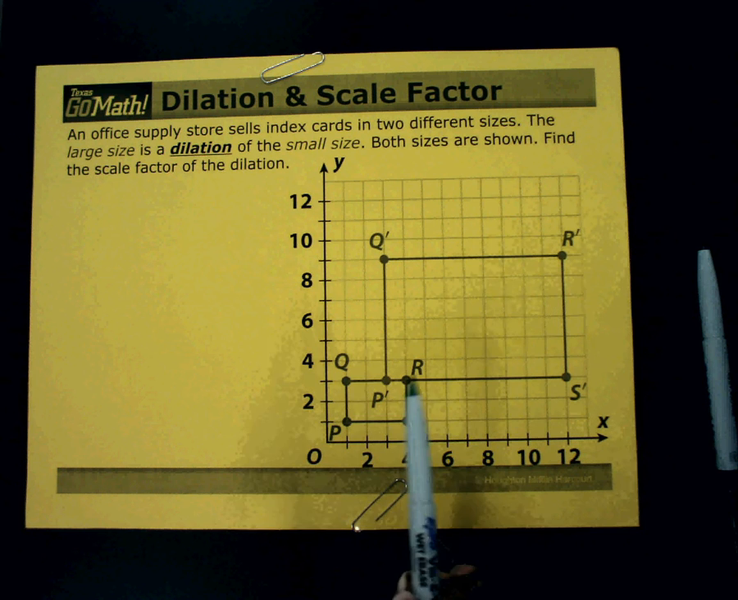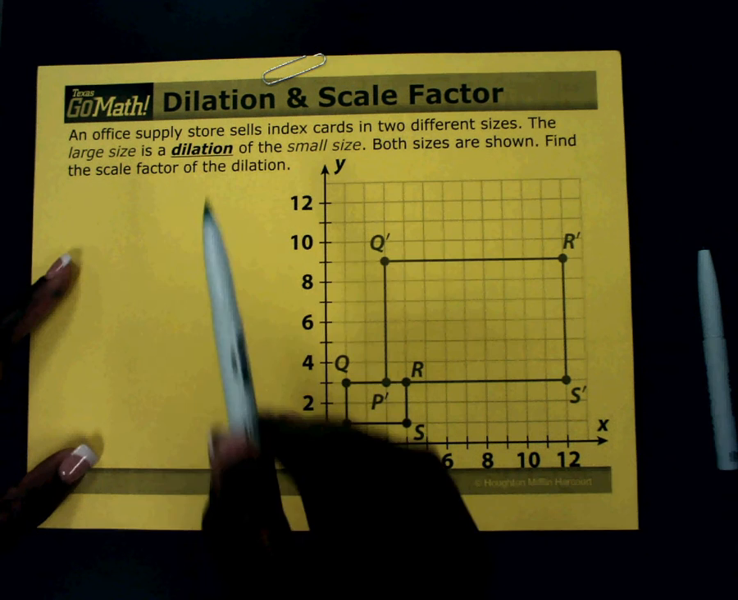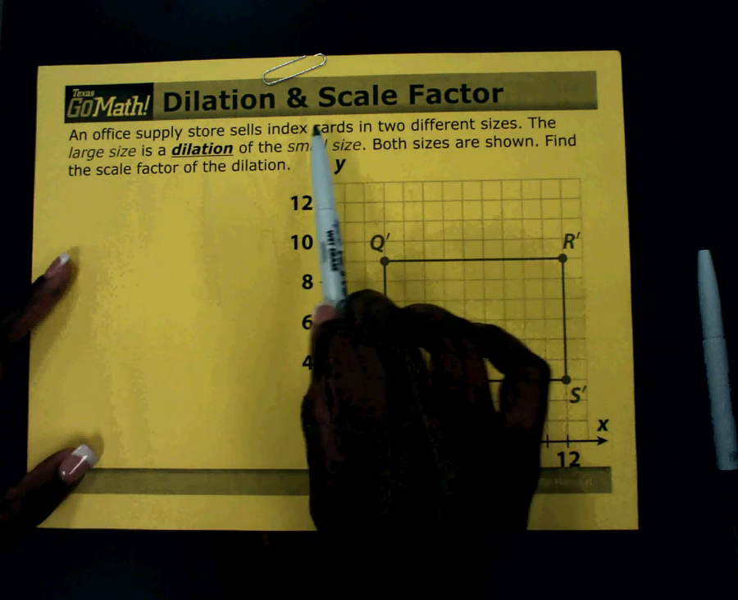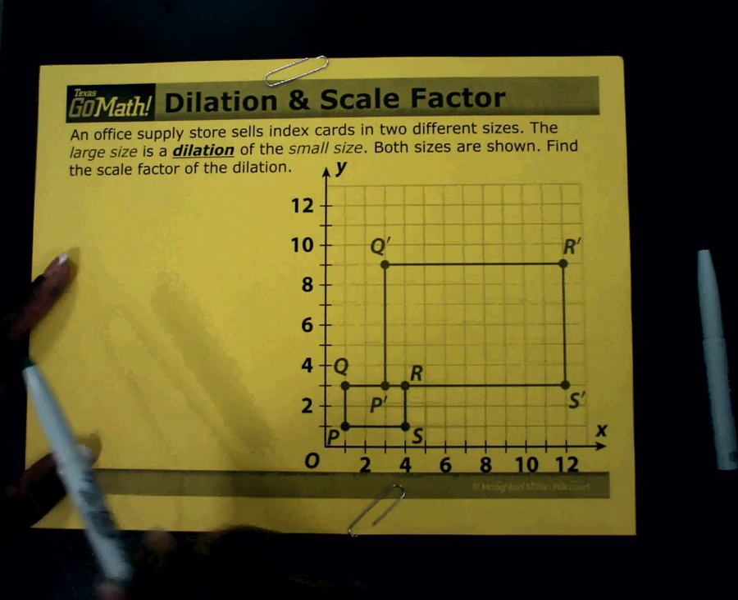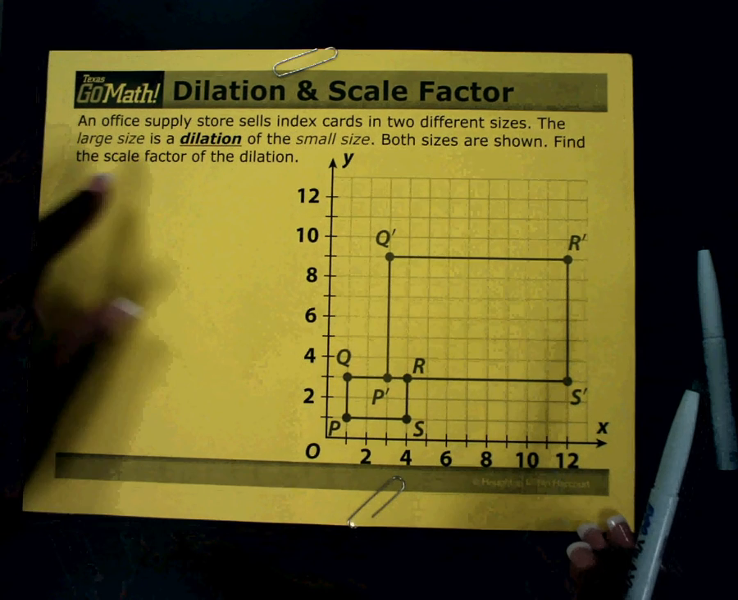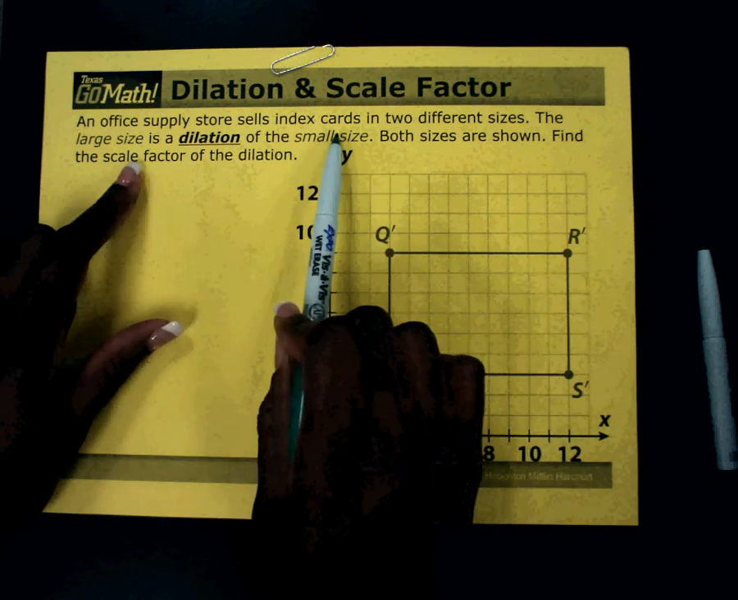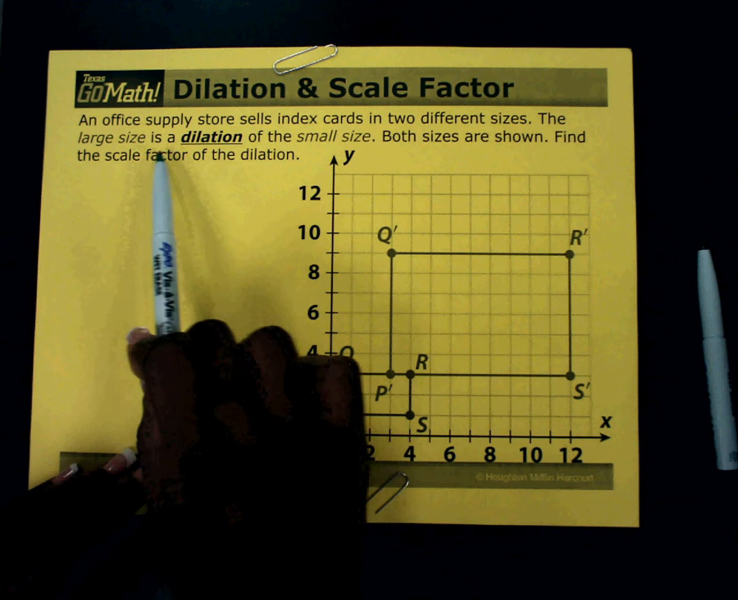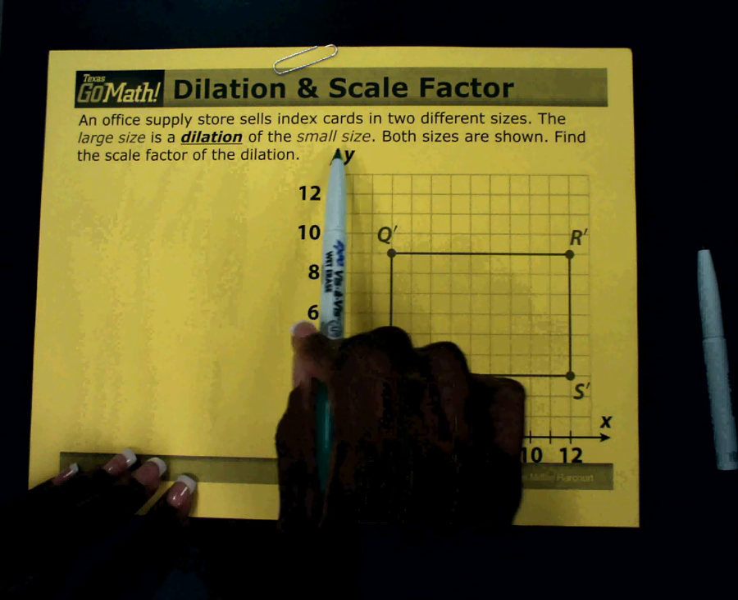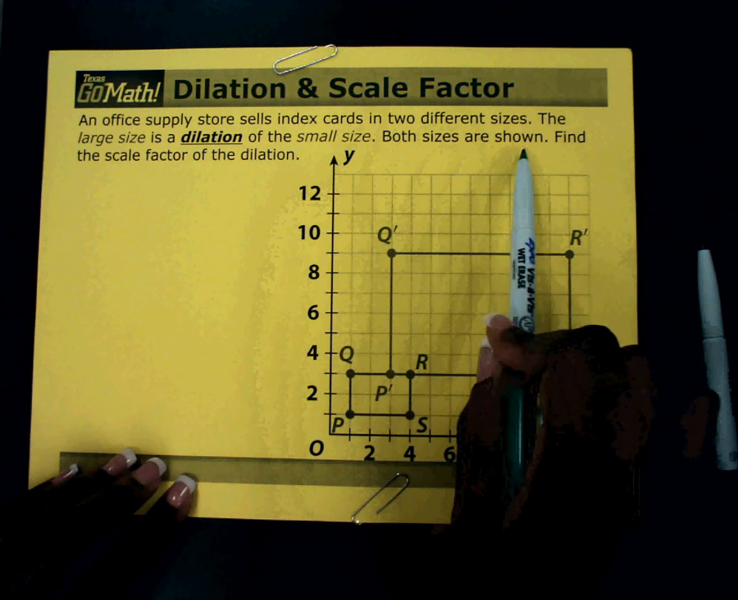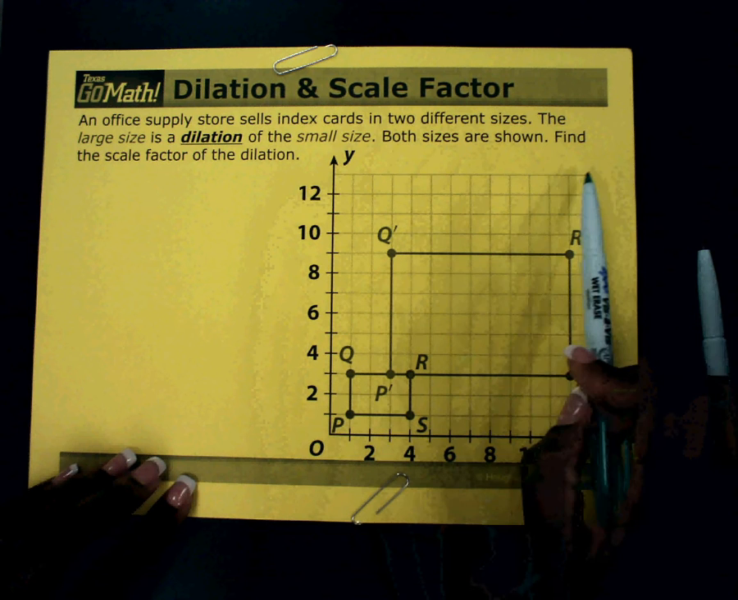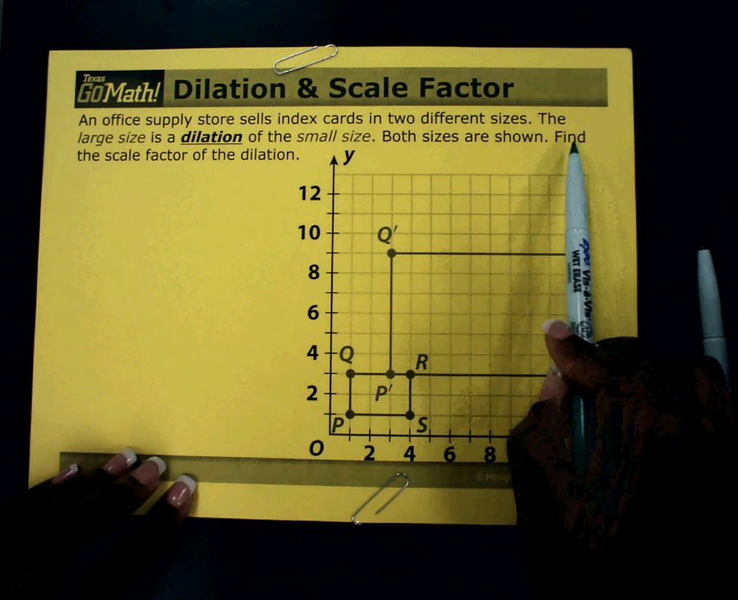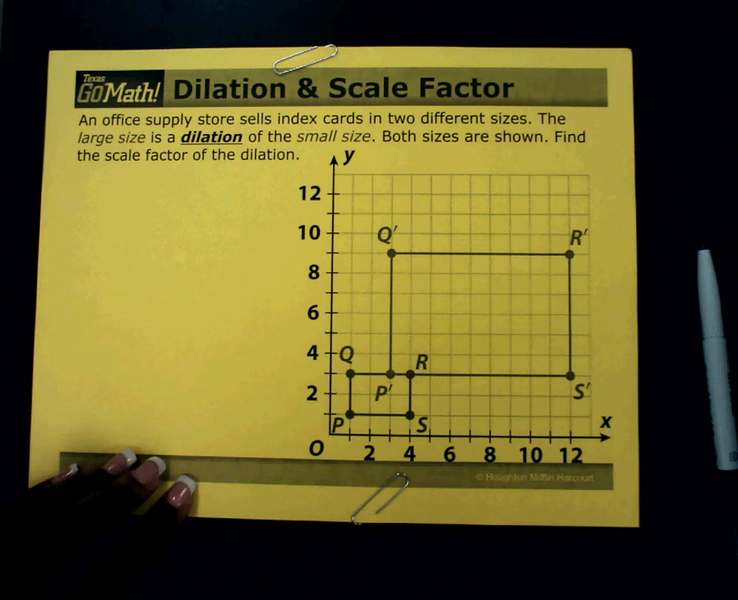Okay, so let's look at our problem concerning dilation and the scale factor. This is the scenario that we have. It says an office supply store sells index cards in two different sizes. The large size is a dilation of the small size. Both sizes are shown right in this area on our coordinate plane. It says find the scale factor of the dilation.